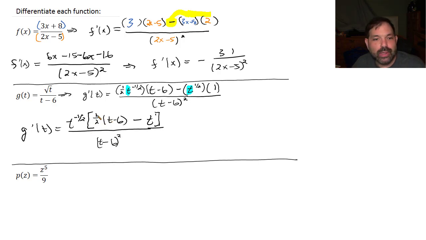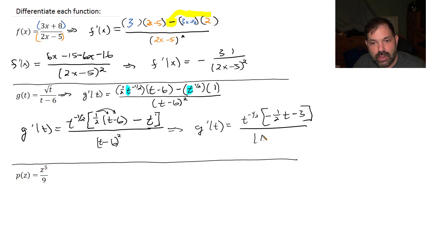And so then if we wanted to, we could have even factored out the 1/2, but I'm just going to leave that alone right now. So I've got g prime of t. I'll write this as t to the negative 1/2 times 1/2 t minus 6 minus t. 1/2 t, distributive property, 1/2 t minus 3, because half of 6 is 3. And then I've got a minus t. So 1/2 t minus t, that's a negative 1/2 t, and then a minus 3, over t minus 6 squared. So that would be one way to write it.